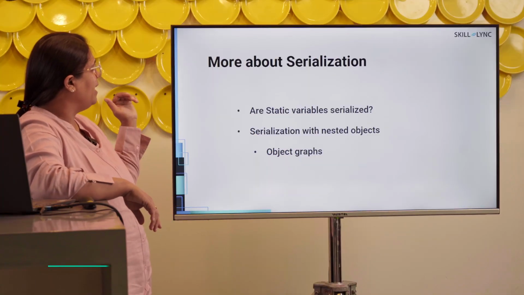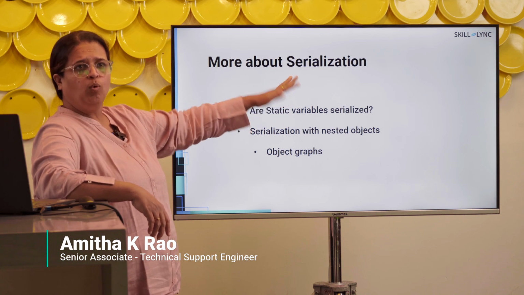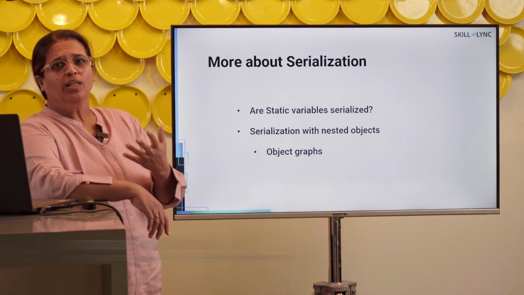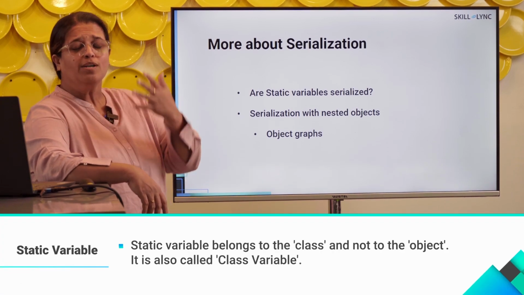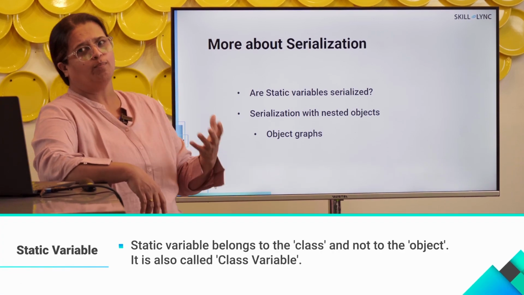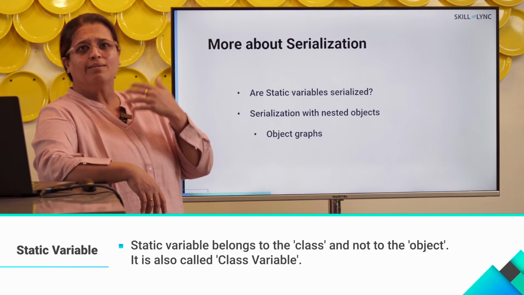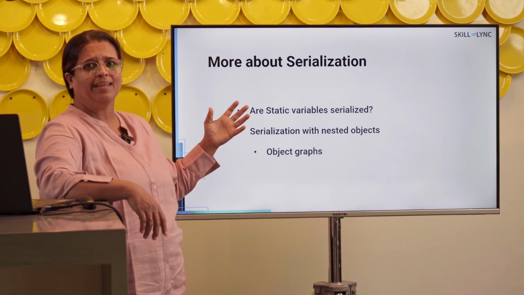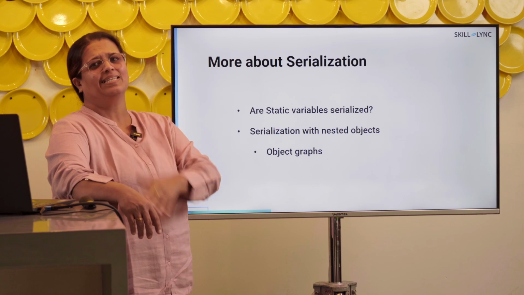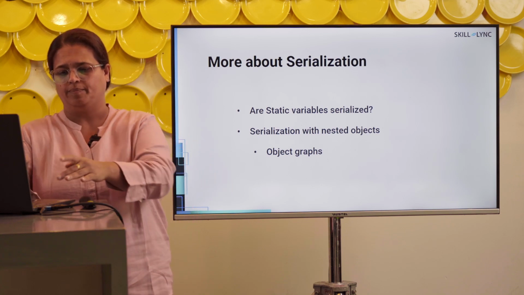What happens when there are static variables as part of the class? What are static variables? We all know they are not instance variables. Static variables don't belong to the object, they rather belong to the class. That's why they are called class variables. Now what happens when these static variables are there in a class and that class gets serialized? I'll move on to Java and show you what happens.